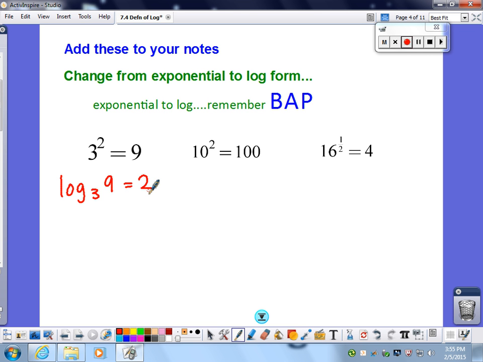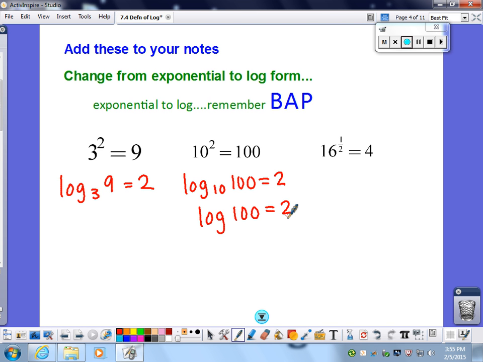All right, let's try the next one. So we're going to have log base 10 of 100 is equal to 2. And since this is common log, we don't have to write the base of 10. You're not going to see the base 10 written. It's implied.